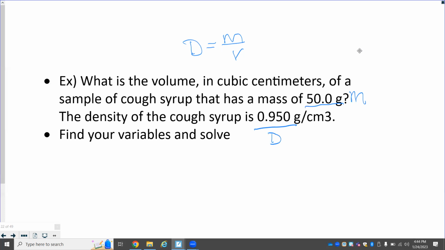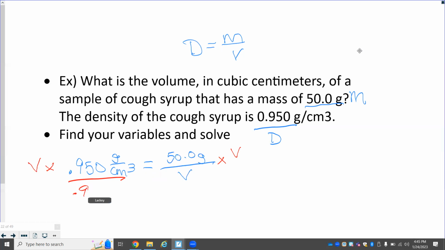So whenever we plug this in, we have the 0.950 grams per cubic centimeter is equal to our mass of 50 grams over our volume. So like I said, you have to make sure to isolate volume and get it off the bottom. Let me change colors so you can see this a little bit more clearly. Okay. So we have to multiply by volume to get off the bottom, and then divide by the 0.950.